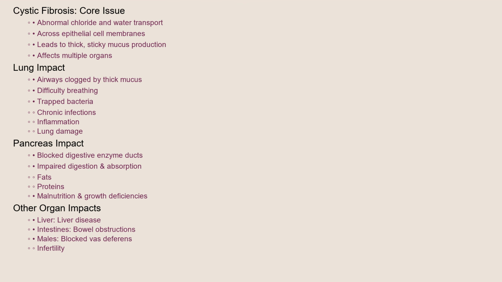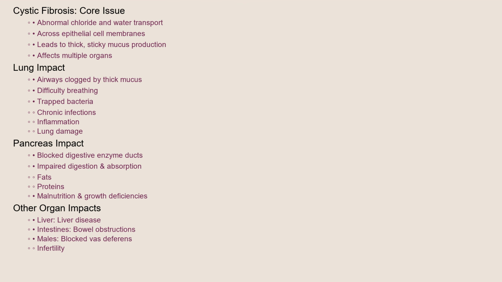The core issue in cystic fibrosis is the abnormal transport of chloride and water across epithelial cell membranes. This malfunction leads to the production of abnormally thick and sticky mucus in various organs. In the lungs, this thick mucus clogs the airways, making it difficult to breathe and trapping bacteria, leading to chronic infections, inflammation, and eventually lung damage.